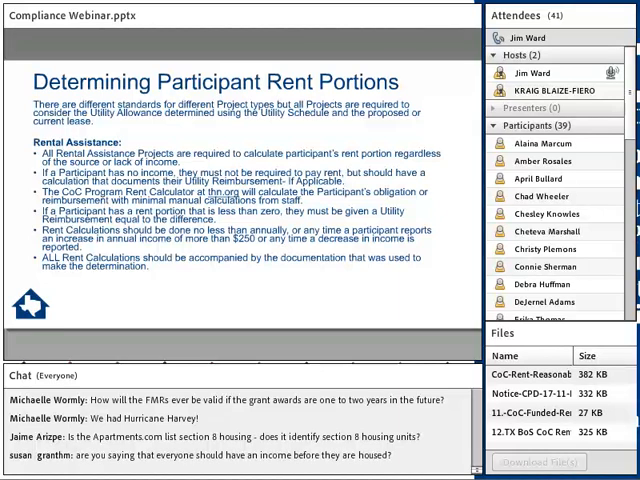It's not necessary to collect 12 months of pay stubs. You can annualize a participant's income based on check stubs. If you have additional questions about how to do that, we can talk about it offline.